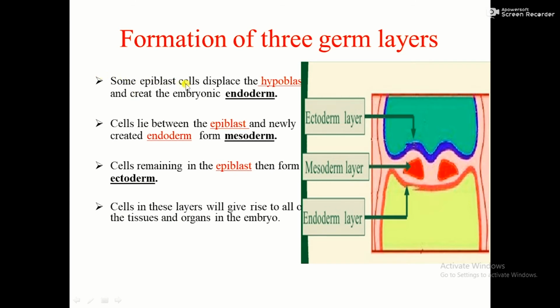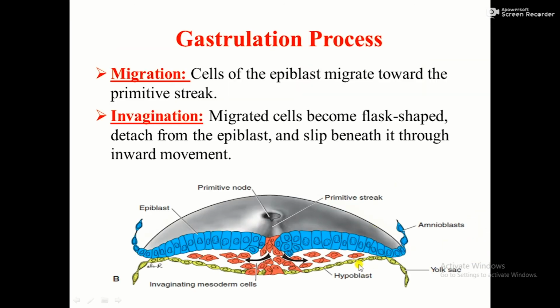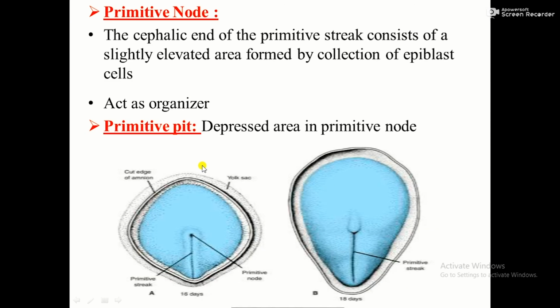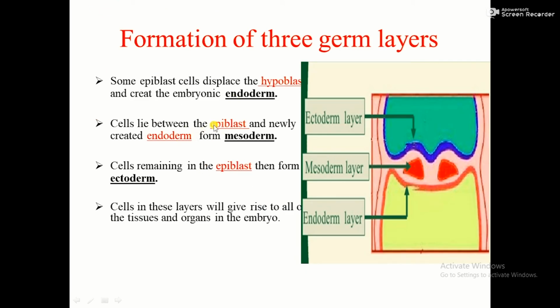It says that some epiblast cells displace the hypoblast and create embryonic endoderm. What was the first layer we had in this figure? The layer was hypoblast. So the epiblast will displace the hypoblast cells. Take its place and form a new layer that we will call endoderm.